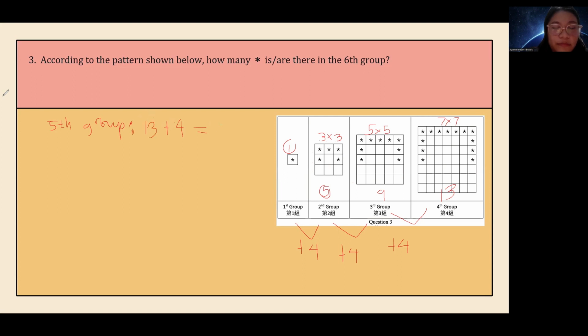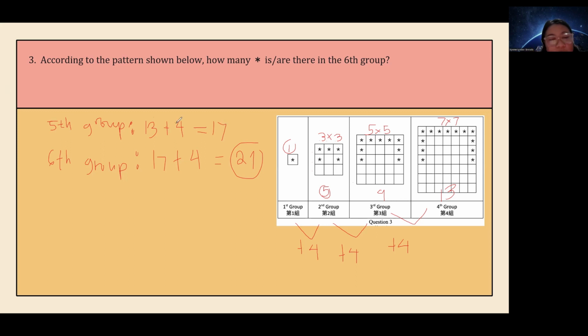So 13 plus 4, that's 17. Now let's try for the sixth group, since we already know the pattern. So for the sixth group, we will get 17 plus 4. So that's basically 21 asterisks, okay? So, maybe you feel like there's some doubt because you cannot really see the sixth group, right?